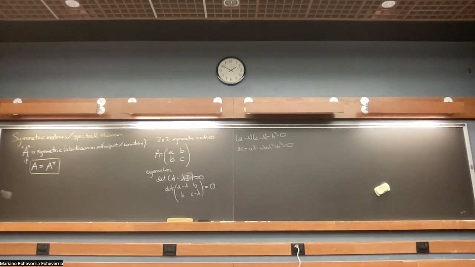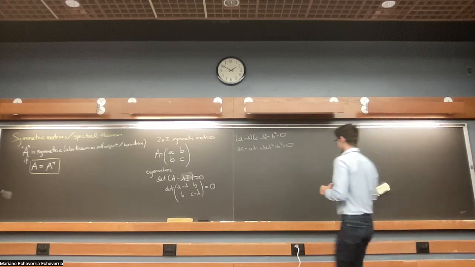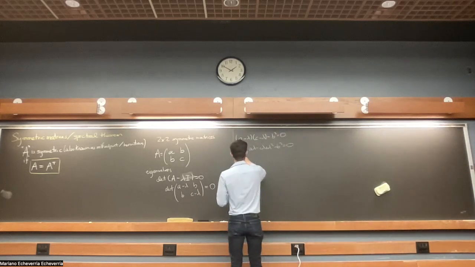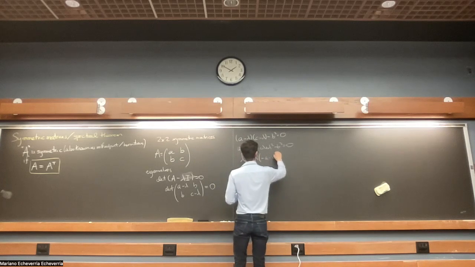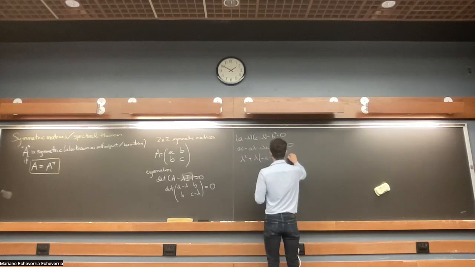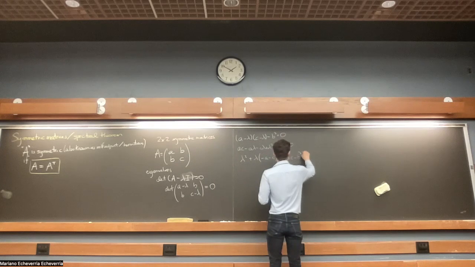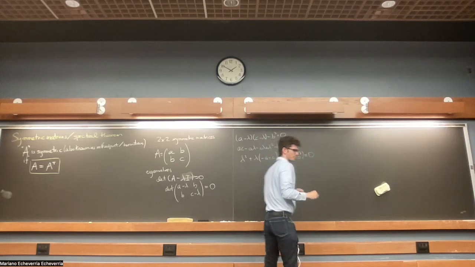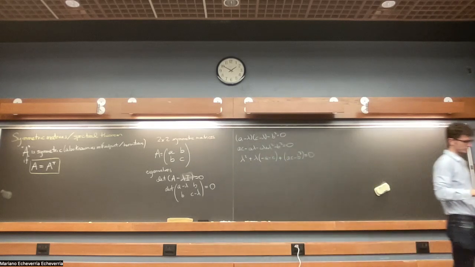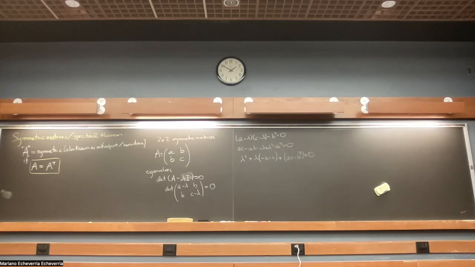And now I want this as a quadratic equation in lambda. So I'll rearrange it so the lambda squared comes first. So lambda squared minus (A plus C) lambda plus AC minus B squared equals 0. Does that make sense? Let me know if there are any questions about the algebra so far.